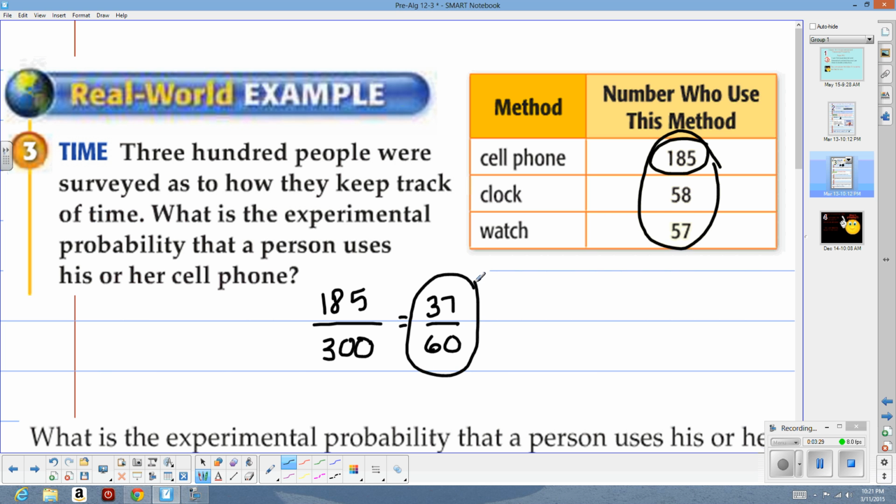It can be written that way as a fraction, or sometimes you will see probabilities shown as a decimal. So you could take 37 and divide it by 60, and that ends up being about 0.616, and then that 6 repeats. And that would also be shown as a percent of 61.6 repeating percent. So the probability is either 37/60ths or about 0.6, or 61.6 repeating percent.